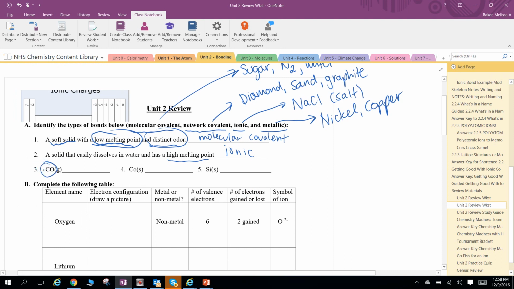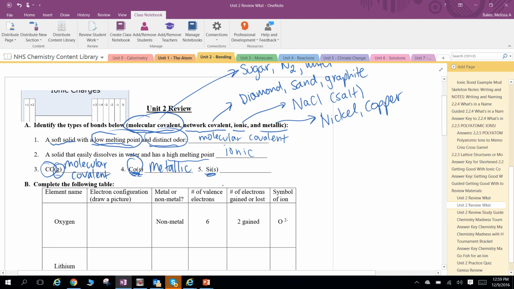Number 3, carbon and oxygen are both nonmetals, and so because of that, this would have molecular covalent bonding. You might ask, why wouldn't it have network covalent bonding? But since it's a gas, that more matches the properties of molecular covalent. Something like number 4, though, that's cobalt. That's a hard solid, and that is definitely a metal. It's to the left of the zigzag. So that would have metallic bonding.